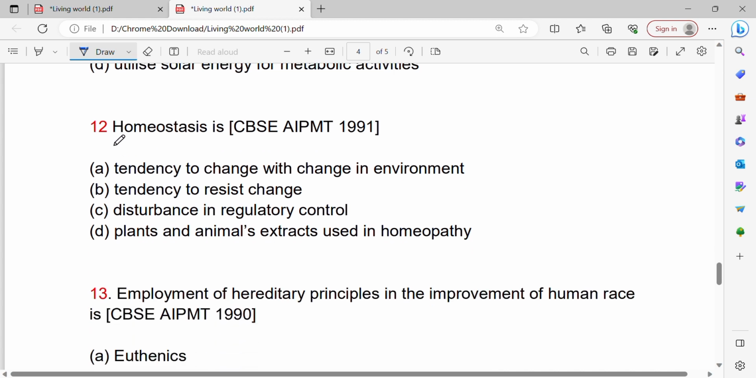Question number 12. Homeostasis is option A, tendency to change with change in environment. Option B, tendency to resist change. Option C, disturbance in regulatory control. Option D, plant and animal extracts used in homeopathy. And the correct option is option B, tendency to resist change.